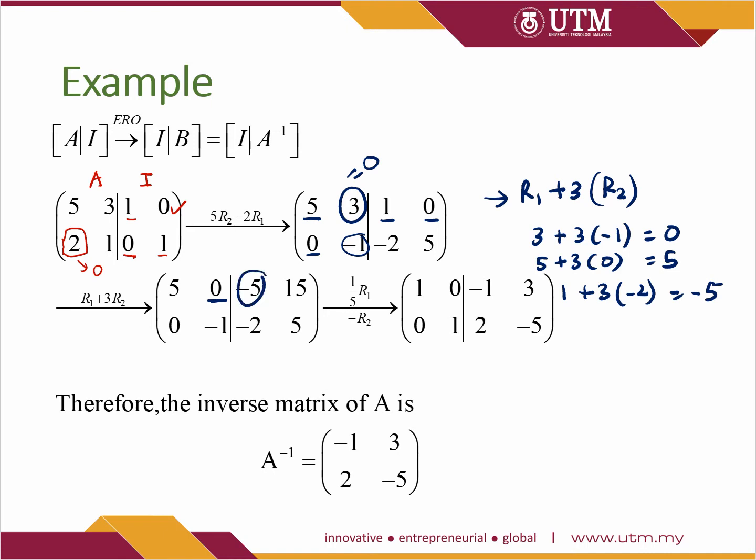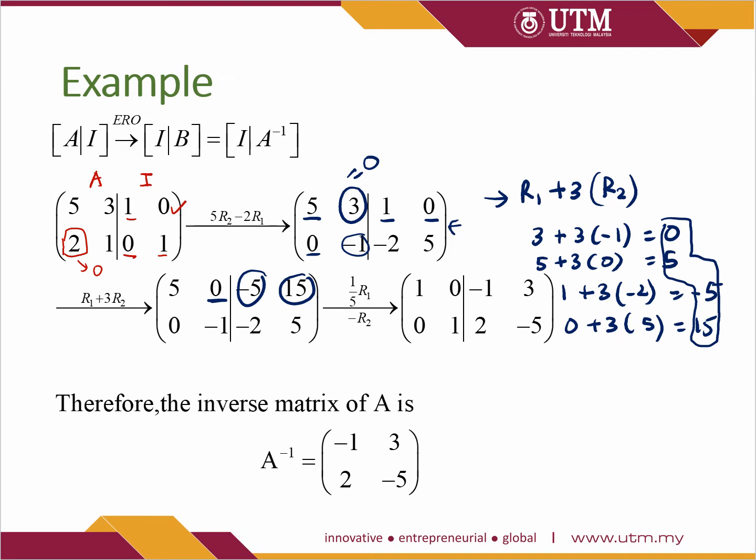And then the last column will be 0 plus 3 times 5, which will be equal to 15. So for the first row, we write the answer that we get from this operation. And for the second row, we just copy from this matrix.